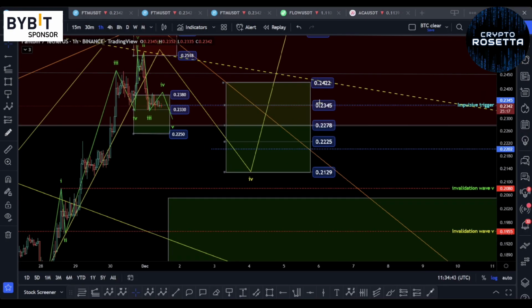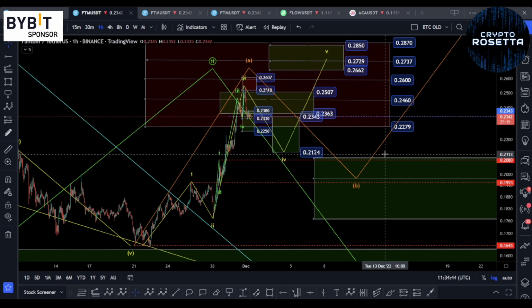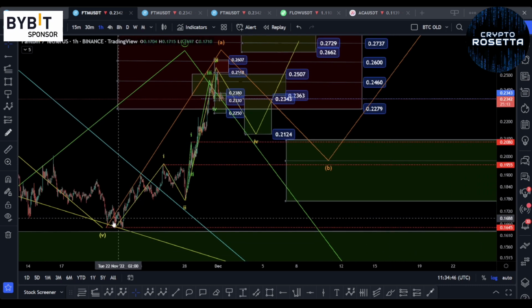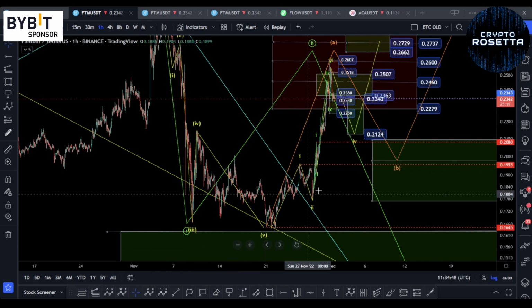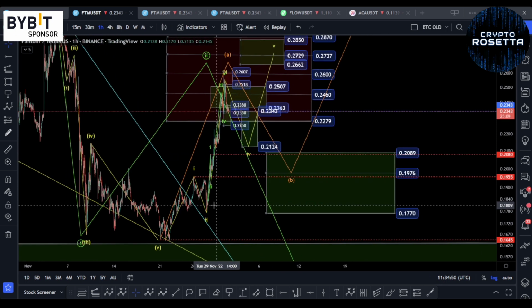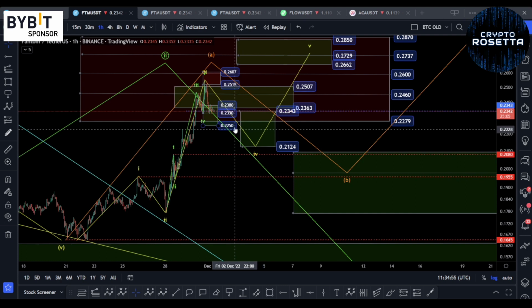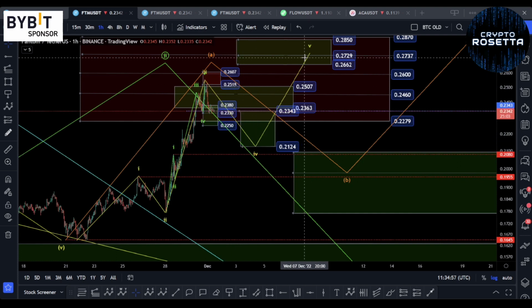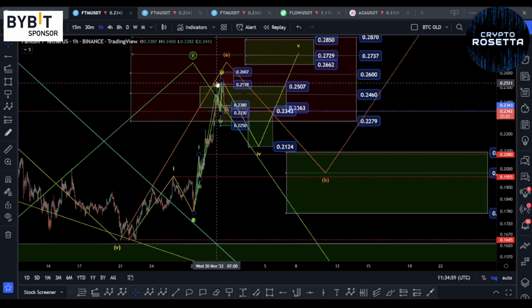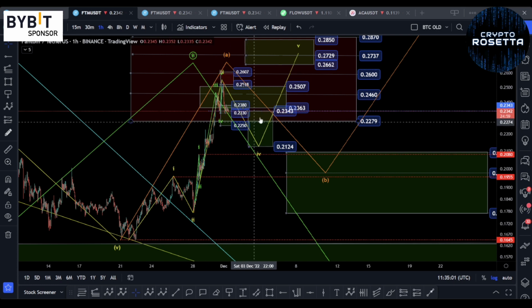The other way that we were looking at this is potentially that we have a completed 5-wave move here, and that we are looking at a move to the upside. So either whether we have this additional 4th and 5th wave up, or we complete here and then we look to make this B wave to the downside.